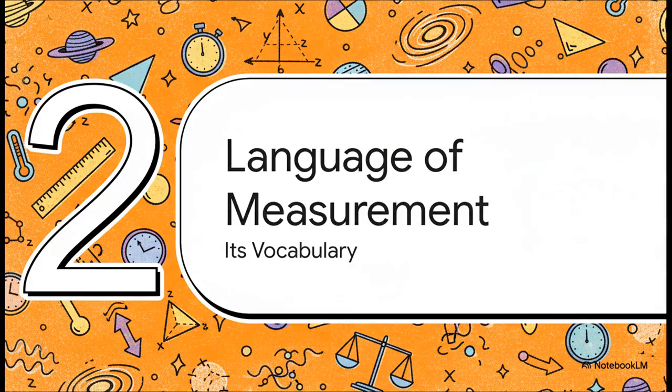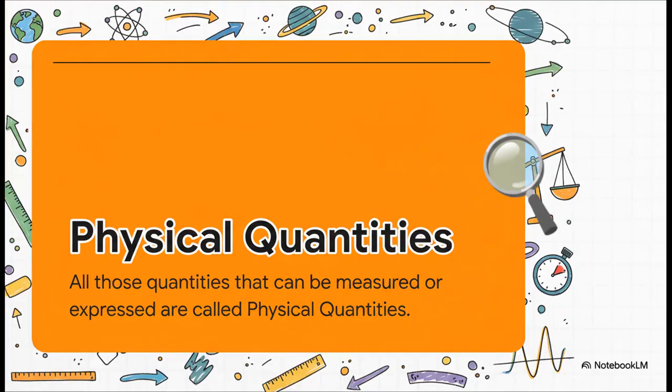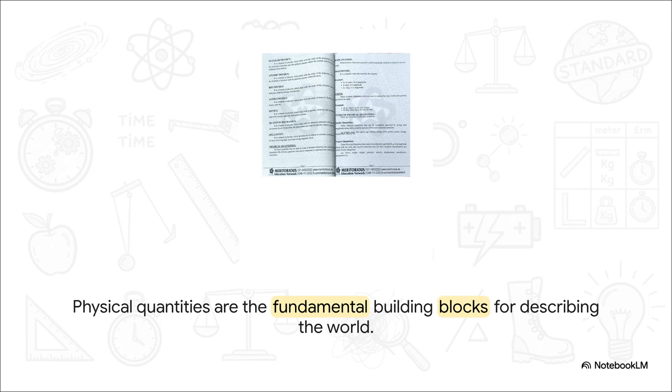So if we're sticking with this idea that physics is a language, then measurement, well, that's its vocabulary. Think about it. You can't describe the world accurately if you don't have the right words, right? And in the language of physics, those words have a name. They're called physical quantities. So these words in our new language are what we call physical quantities. And it's a really simple idea, actually. If you can measure it, it's a physical quantity. Things like length, time, temperature, speed, these are the basic nouns and adjectives we use to build sentences that describe the universe. And these quantities, they're the absolute fundamental building blocks for how we describe the world.